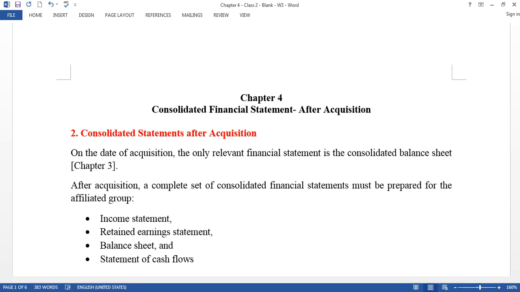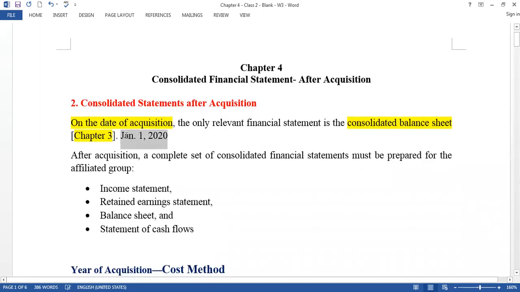In chapter 3, we learned how to prepare the consolidated balance sheet at the date of acquisition. For example, January 1st, 2020 is the acquisition date, and at that day, how to prepare the consolidated balance sheet, we already learned. If you forget, go back to my previous lesson of chapter 3.